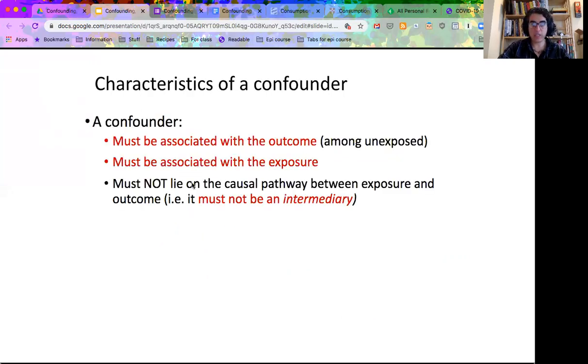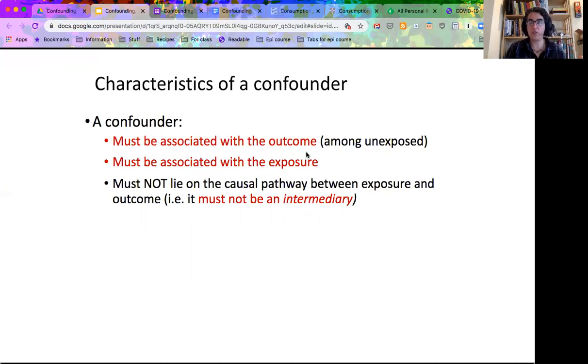So what makes something a confounder? Kind of repeating what I just said. A confounder has to be associated with the outcome among the unexposed people. When you looked at the drivers, then helmet wearing was associated with head injury rates.